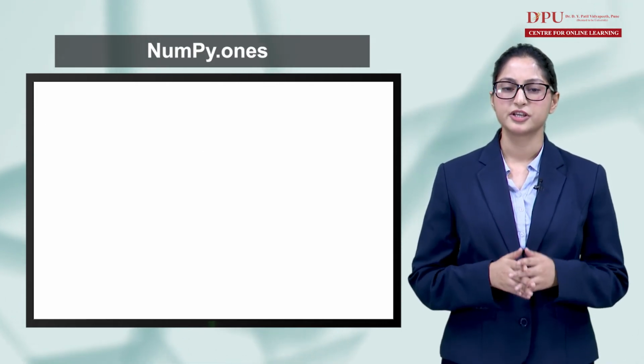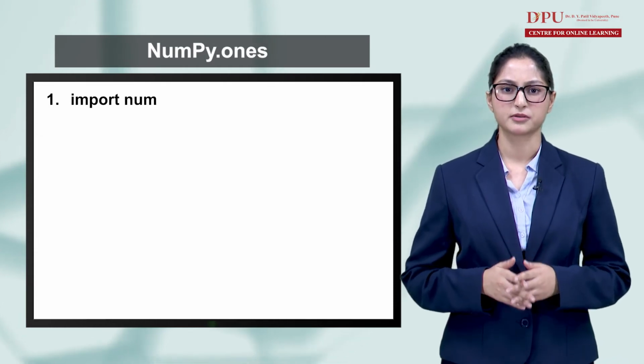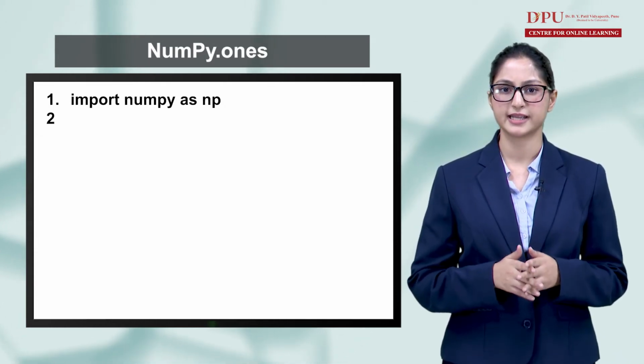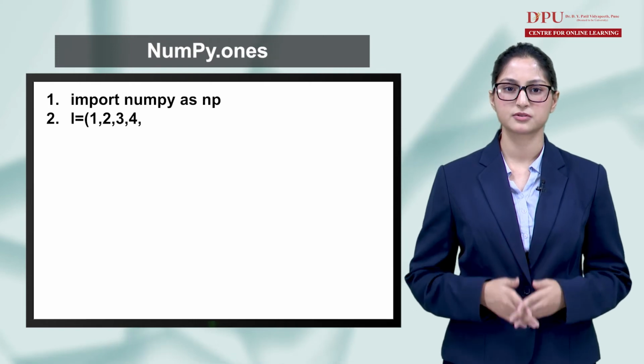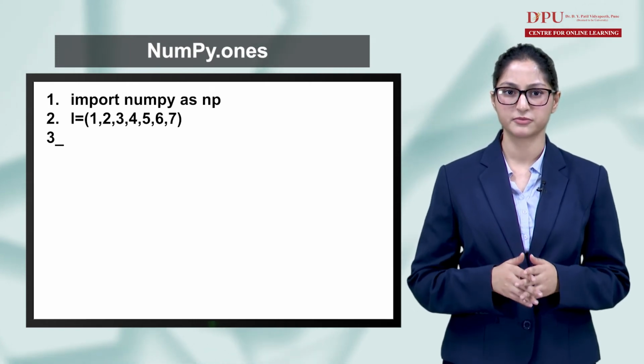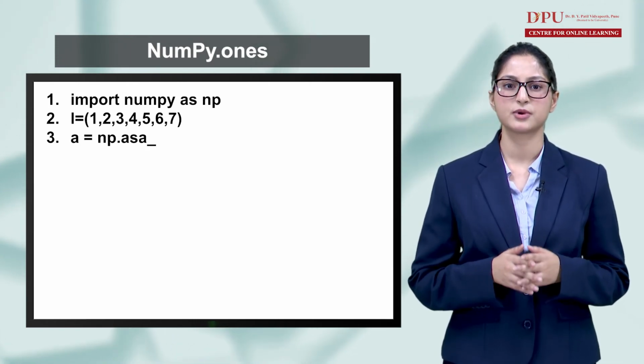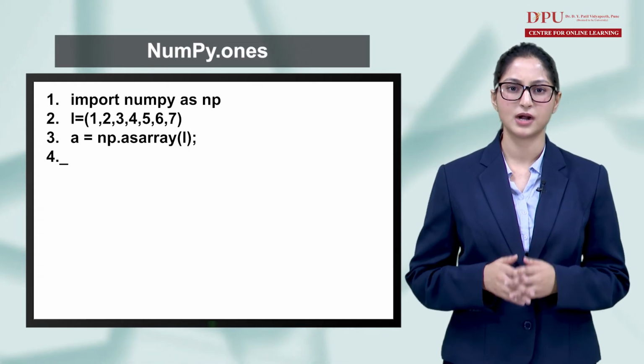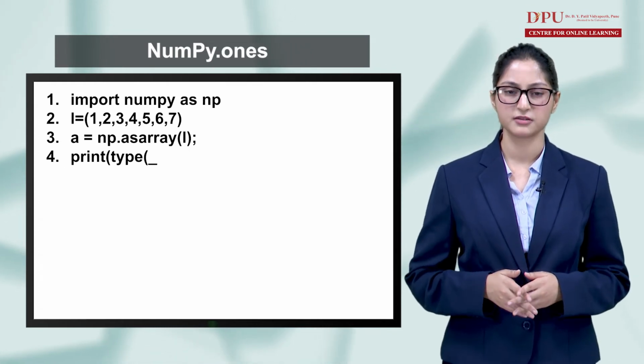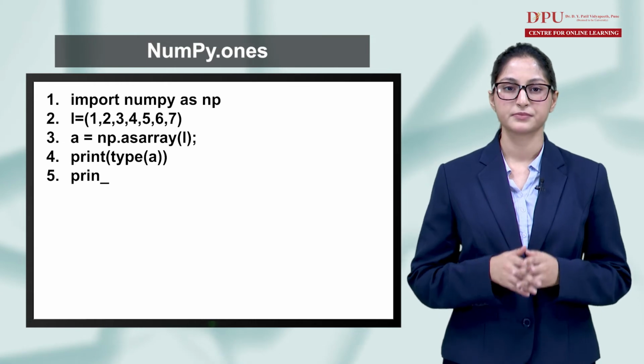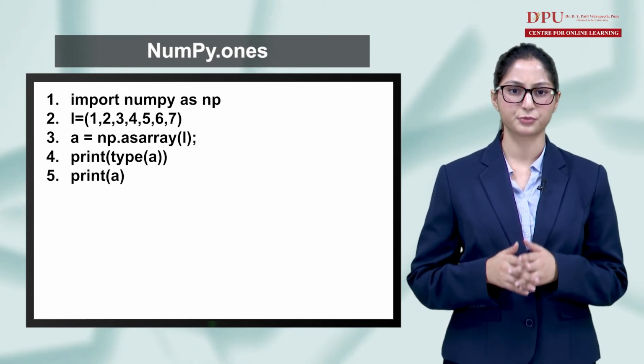Example: creating a NumPy array using tuple. Import numpy as np, l = (1 to 7) all numbers within brackets. a = np.asarray(l) as parameter to the asarray routine. Print type of a, print a. The output is.